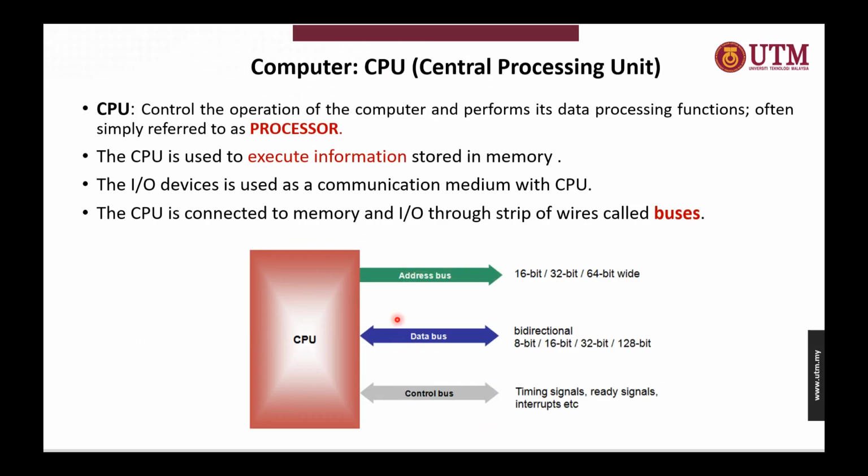We have a total of 3 buses here. One is the address bus. The address bus is used to locate the input-outputs. Then we have the data bus. The data bus is used to send the data either from CPU to memory or from memory to CPU. And the control bus is to control the data movement, whether the data needs to be read or written.